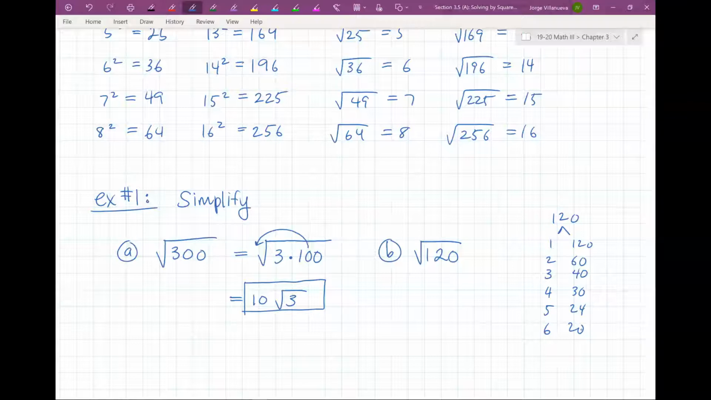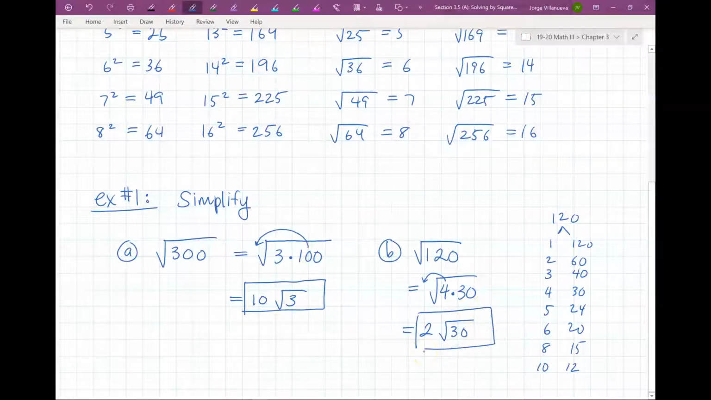7, does 8 go into that? Yeah. 8 times 15. But that doesn't work. And the last one, 10 times 12. So the only one that has a square root is right here, 4 times 30. So I'm going to write square root of 4 times 30. Well, I know the square root of 4 is 2, so I'm going to take that out. I'm going to rewrite the 30 in there, and we're done. So 2 radical 30.